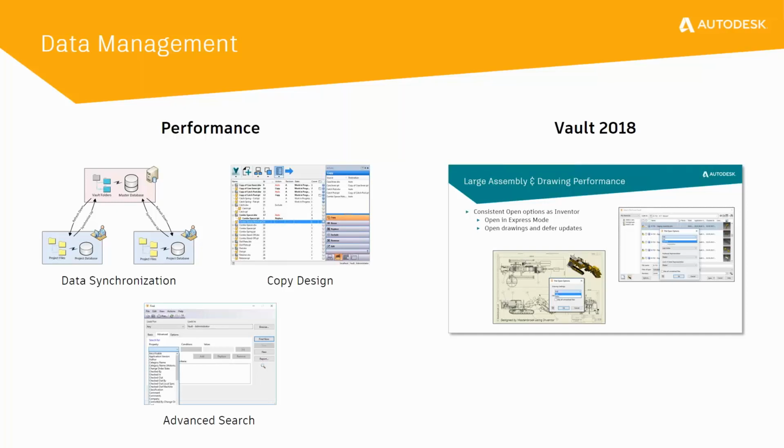Beyond that, Vault as well, in some of the more recent updates, the 2018 update included some large assembly and drawing performance enhancements, also helps improve the performance handling capabilities when working with large assemblies. So again, try to keep up to date with the changes that are taking place, or at least investigate the viability of moving to the more recent versions of Inventor and Vault as part of that process of troubleshooting any issues that you might be having with large assemblies.